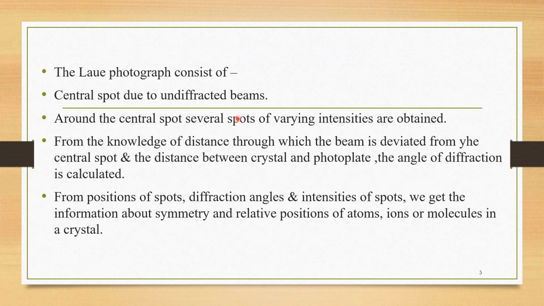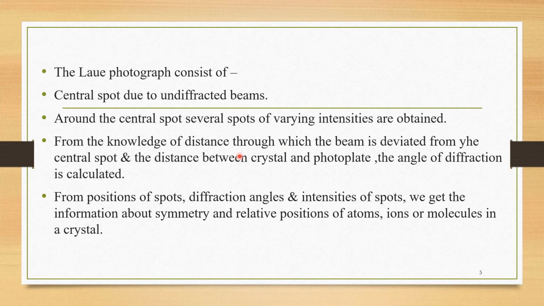Now if we observe carefully the Laue photograph, we will get some information from it, such as the central spot due to undiffracted beams. Just look here, the center spot stands for undiffracted beams. Around the central spot, several spots of varying intensities are obtained.